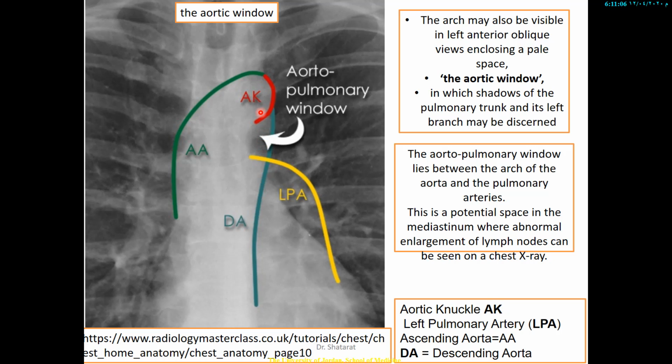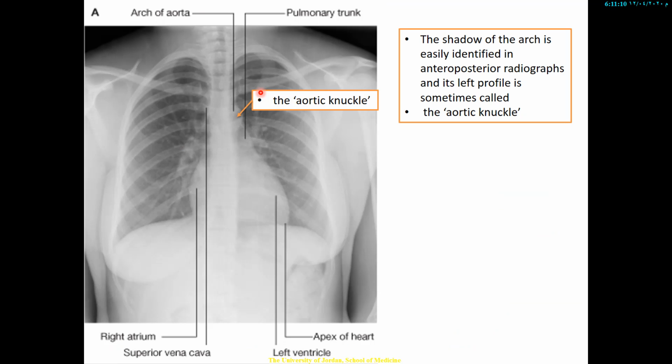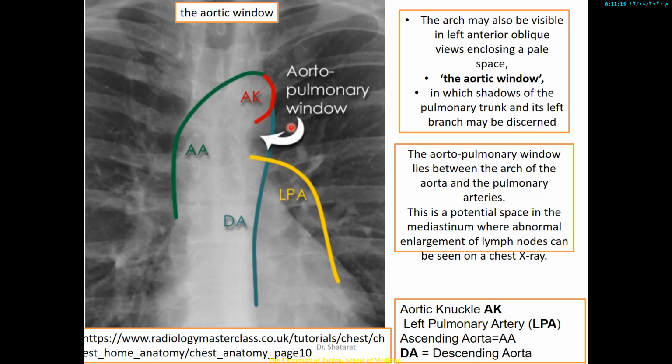Okay, so it is easy to find the arch of the aorta here, as you can see. We call the arch of the aorta the aortic knuckle. Now under the aortic knuckle you would see the aortopulmonary window, or the aortic window. What for? There you would see, of course, the pulmonary trunk and its left branch.